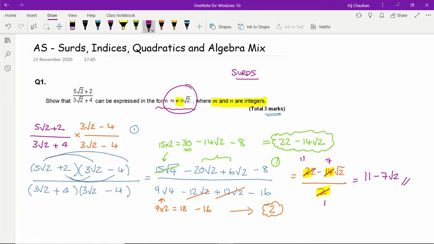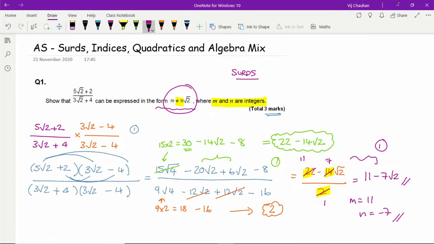So here, if I wanted to, I could write m equals 11 and n equals minus 7, and there is your final answer. And so somewhere from going from there would get you your third mark. So it's always important you set out clear working and you can understand where it is.